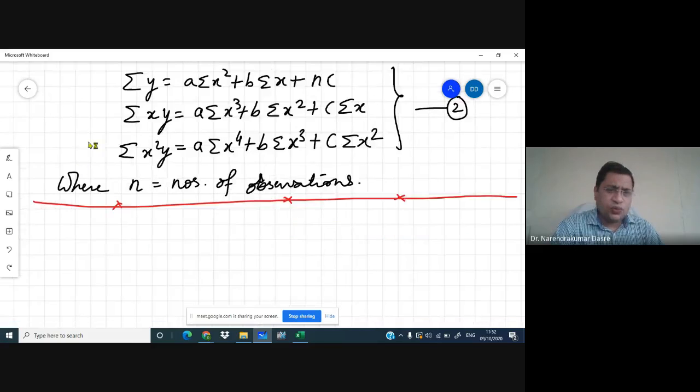I hope you are able to understand these equations. Is there any doubt in these equations? Have you got the equations? Is there any doubt? No doubt. That's very good. If you have no doubt in this equation, then we'll try to solve the problem.